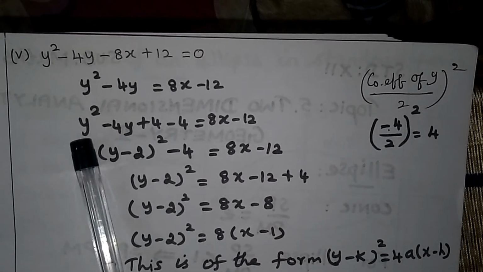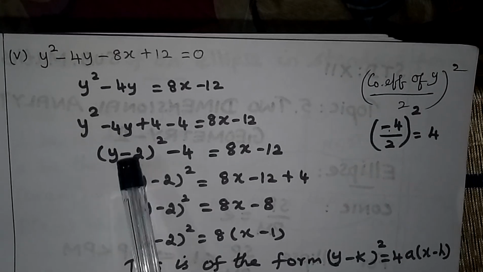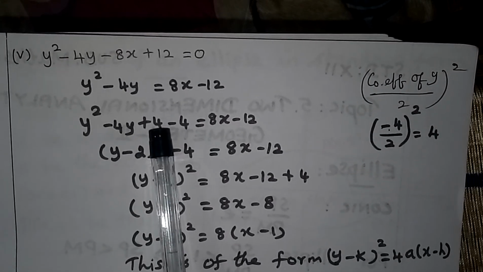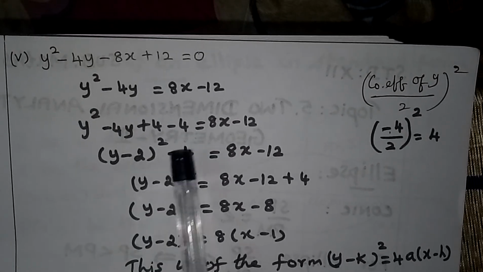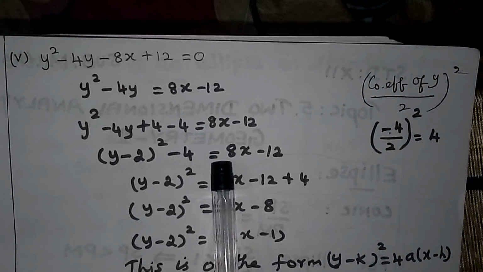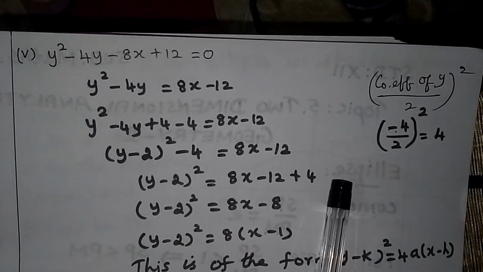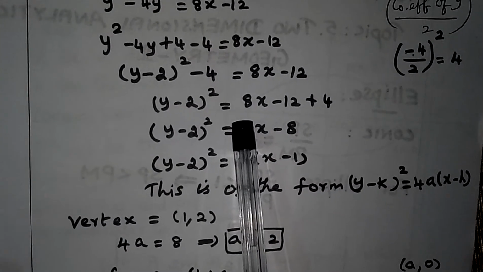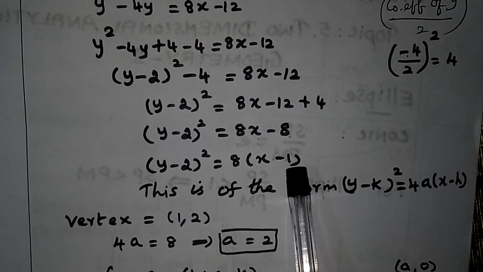How we can write: y square is there, means y. If you have minus sign for y term, it is minus. Then 4 is 2 square, isn't it? So you can write it as y minus 2 the whole square. And this minus 4, in the same way, equal to right hand side also same. This minus 4 you take to the other side, it will become plus 4. So here we have 8x minus 8. Now you can take 8 commonly outside. It is x minus 1.